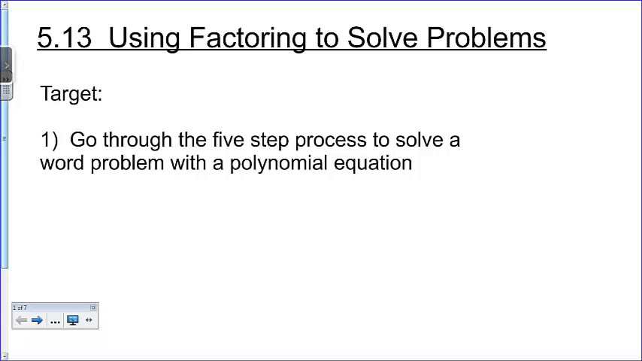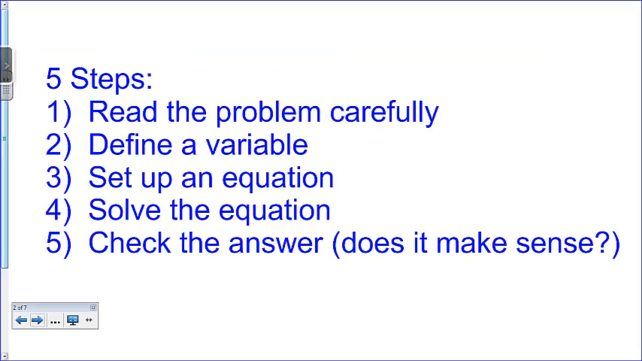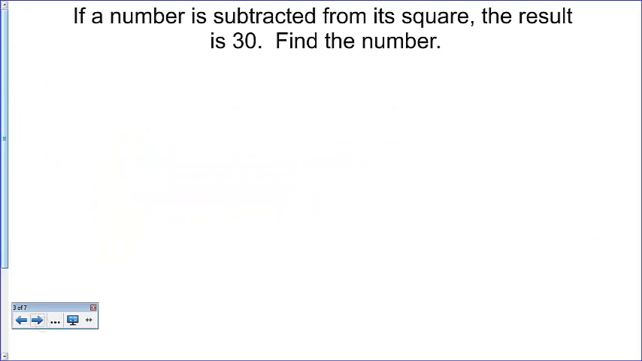Section 5.13, we're going to use factoring to solve some word problems. So the target is to go through the 5-step process to solve a word problem with a polynomial equation. Just to recall what those 5 steps are: read the problem carefully, define a variable, set up an equation, solve the equation, and check the answer.